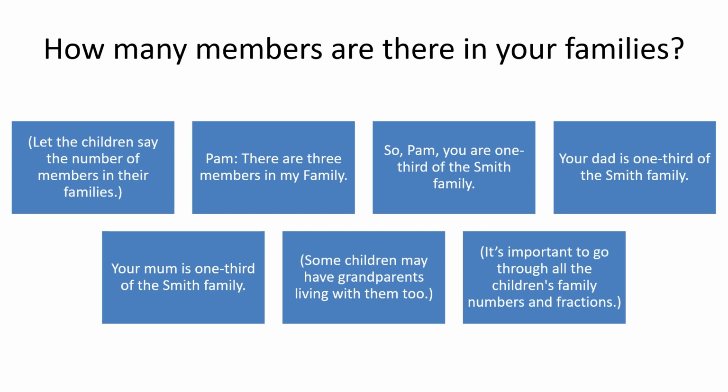Let the children say the number of members in their families. Pam: There are 3 members in my family. So Pam, you are 1/3 of the Smith family. Your dad is 1/3 of the Smith family. Your mum is 1/3 of the Smith family. Here we can see that some children may have grandparents living with them too. It's important to go through all the children's family numbers and fractions.